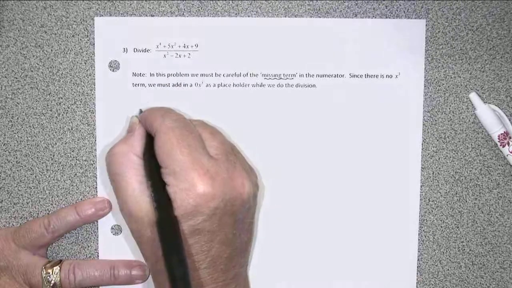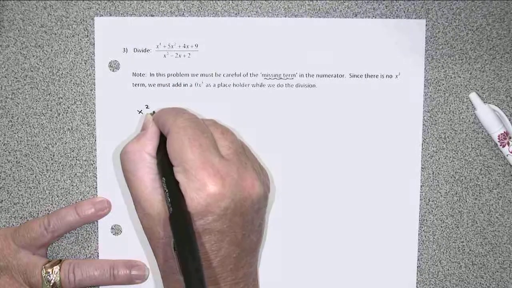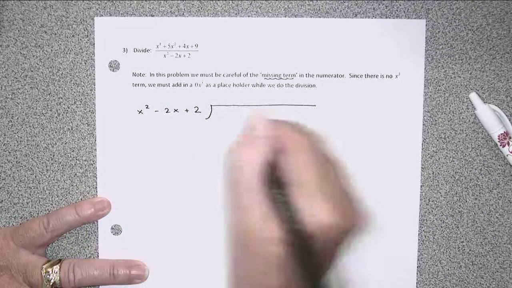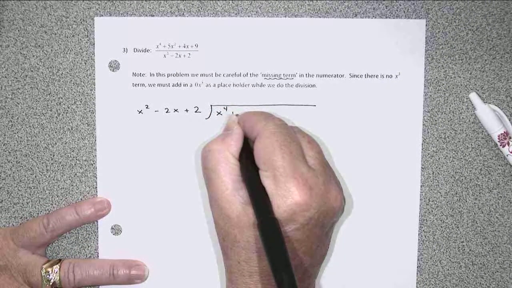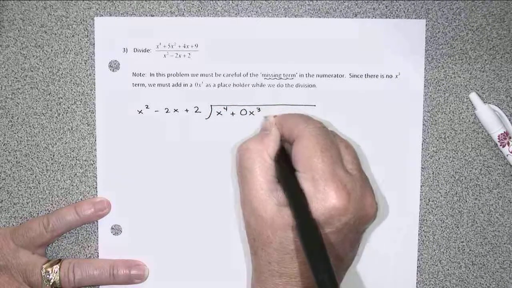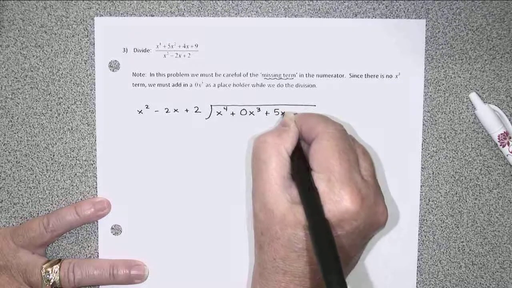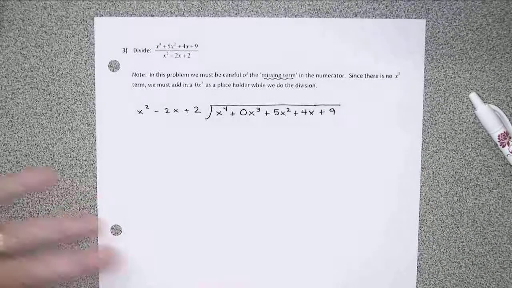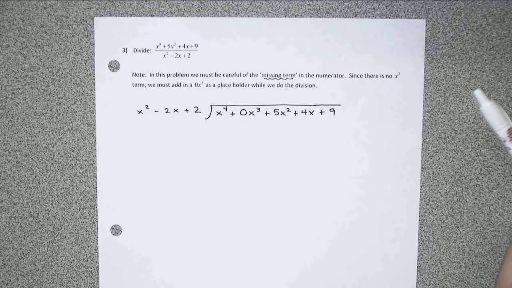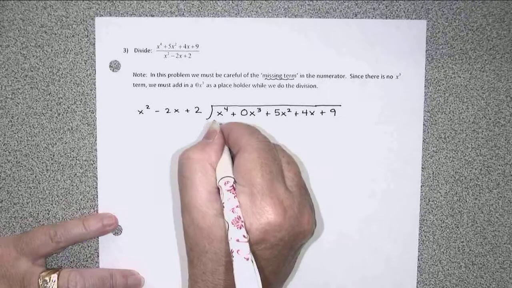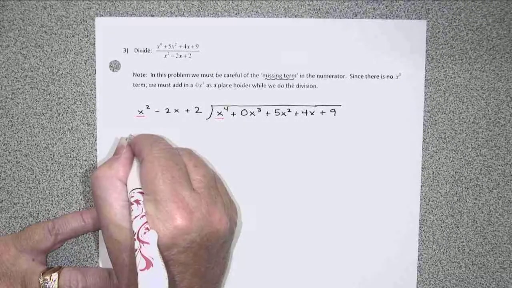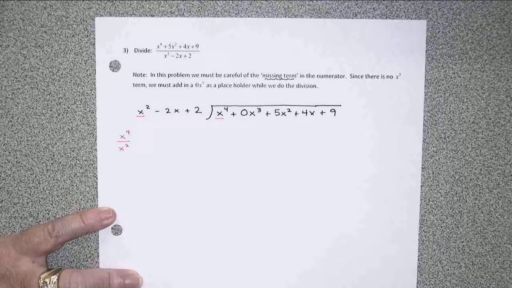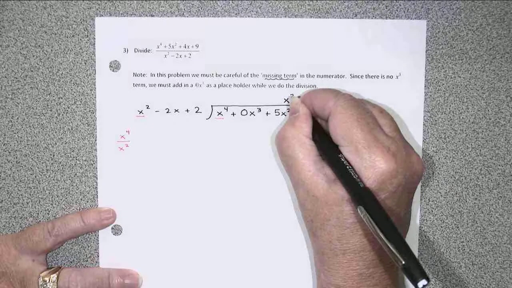So when I write out my division process here, I will take this x squared minus 2x plus 2 and divide it into x to the fourth, and then I'll say I have 0 x cubes plus 5x squared plus 4x plus 9. Other than that, the division process is the same. So we'll start with the first terms, x to the fourth divided by x squared, which is x squared. I'm going to line up my x squared term over here.